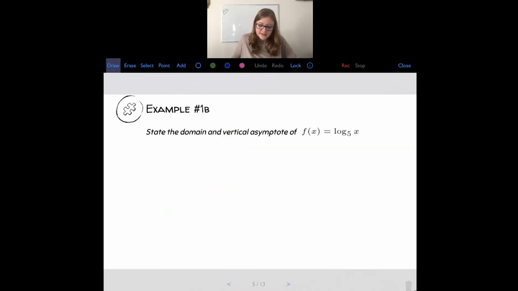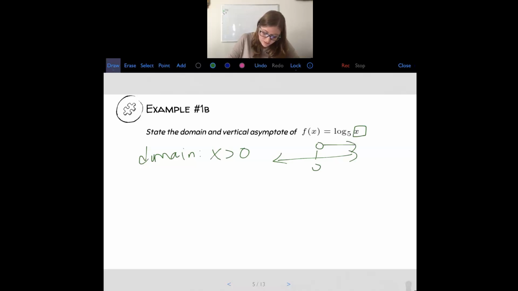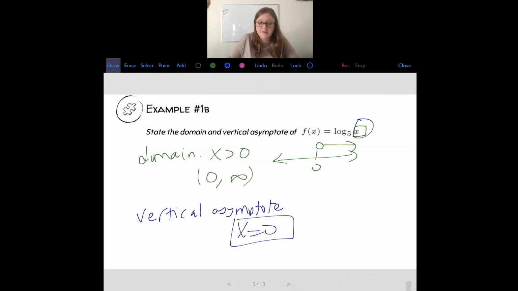State the domain and the vertical asymptote of f of x equals log base 5 of x. To get the domain, you take whatever's inside the log and set it greater than 0. Whether it's x or some other expression, which we'll see, we set it greater than 0 and write our domain in interval notation. So anything greater than 0 would look like (0, infinity), with a parenthesis at 0 because it can't be equal to 0. For the vertical asymptote, we can take whatever's on the inside again. In this case, x equal to 0. So this is our vertical asymptote.